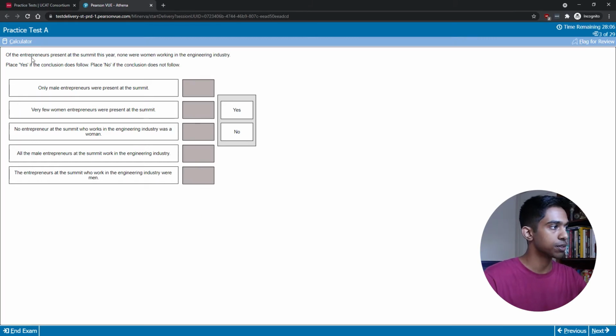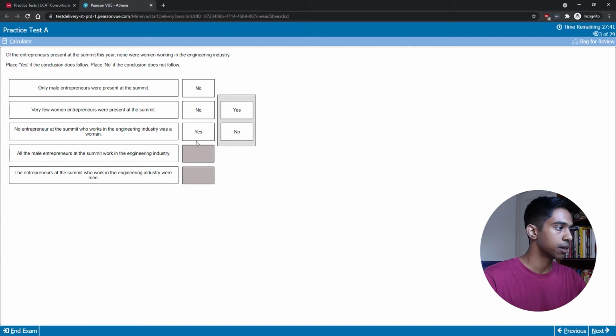Of the entrepreneurs present at the summit this year, none were women working in the engineering industry. This one seems pretty easy. Only male entrepreneurs were present at the summit. No, that's not true. Very few women entrepreneurs were present at the summit. That's also not true. You can't get that from this information. No entrepreneur at the summit who works in engineering was a woman. Yes, that would be true.